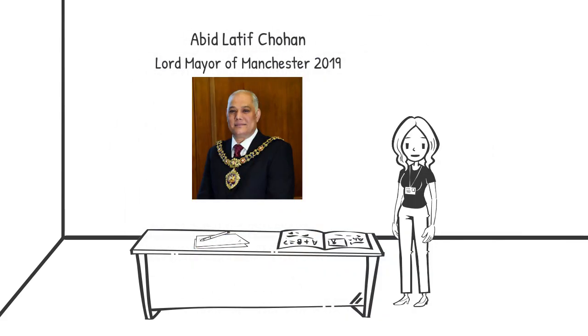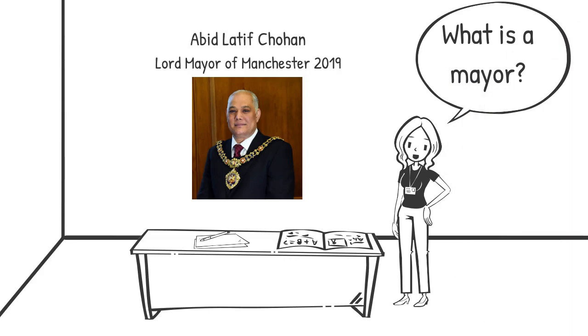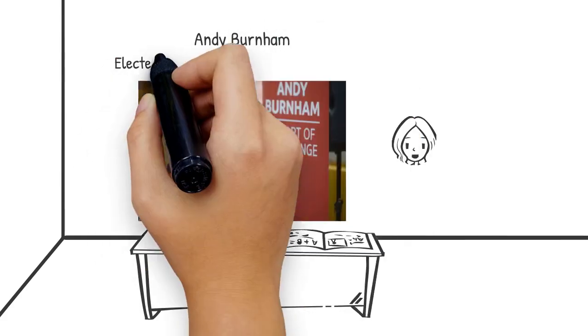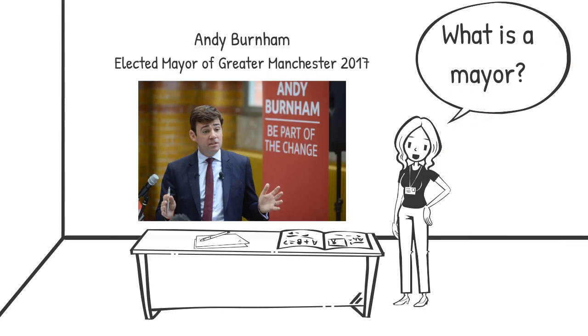In most places, a mayor has little power but takes part in local ceremonies. When the Queen or another famous person comes to visit, the mayor puts on the chain of office and meets them. Some areas, like Greater London and Greater Manchester, have elected mayors who have more power. Andy Burnham was elected in 2017.